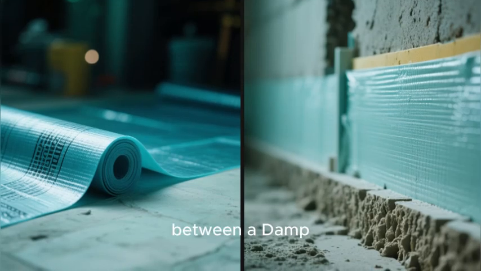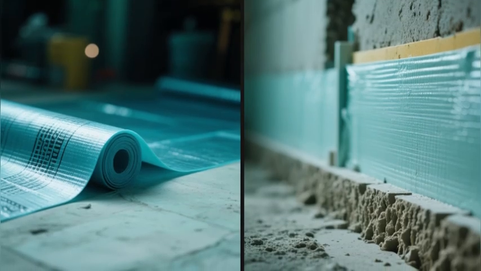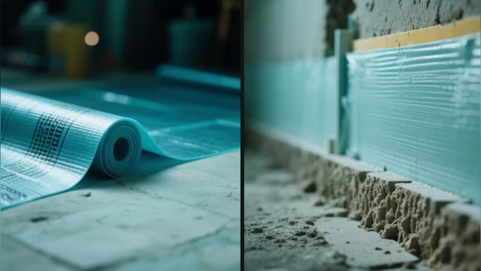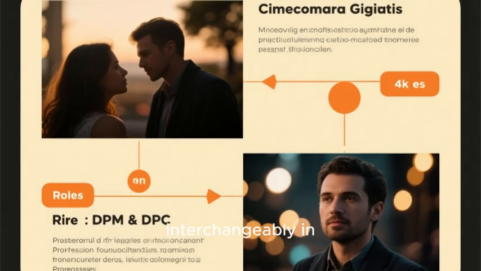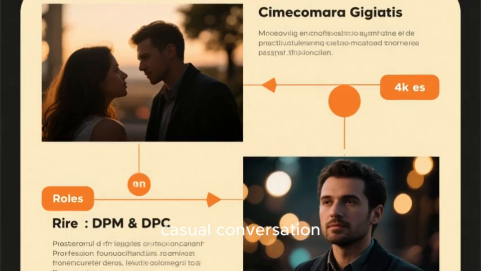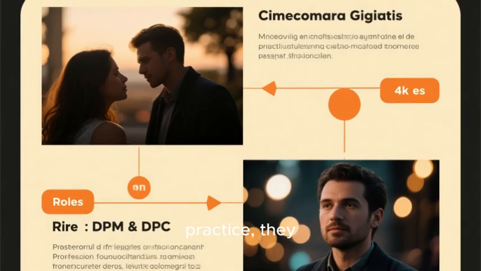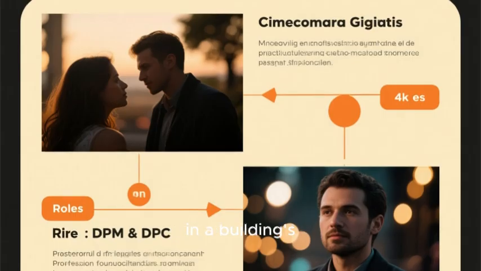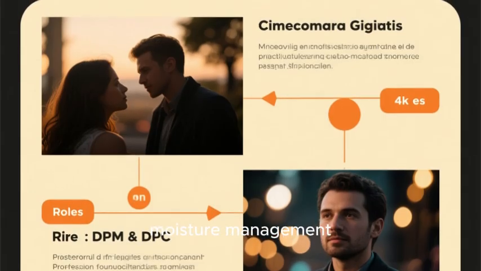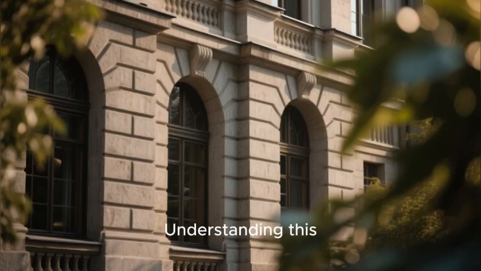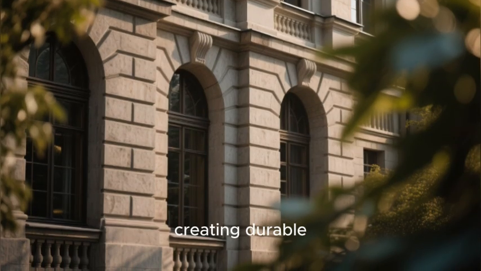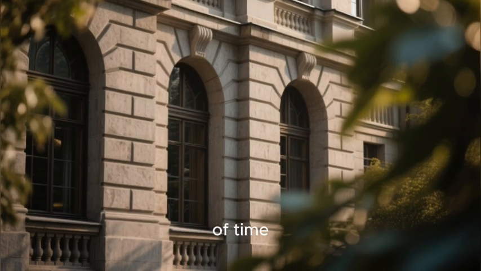If you've ever been confused about the difference between a damp-proof membrane and a damp-proof course, you're certainly not alone. These two terms are often used interchangeably in casual conversation, but in professional construction practice, they represent two distinct components with specific roles in a building's moisture management system. Understanding this distinction isn't just academic, it's fundamental to creating durable, healthy buildings that stand the test of time.